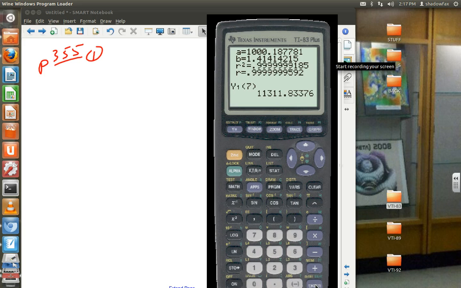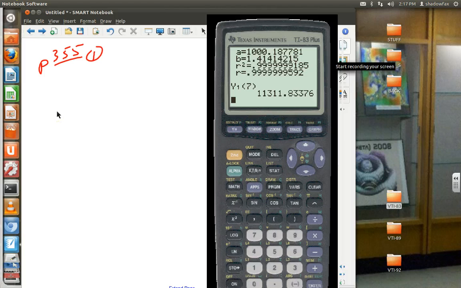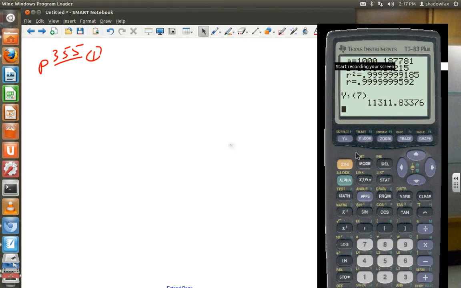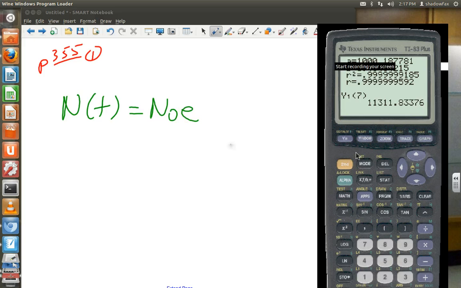Okay. Well, they said do it as a power of e, right? They want the answer as N. N of T is N0 e to the KT, right? Is that what they said? Okay.